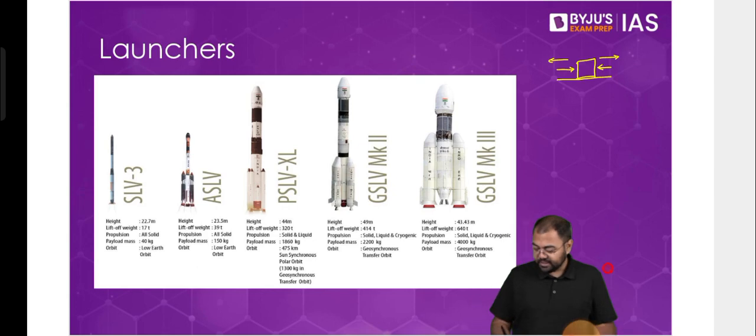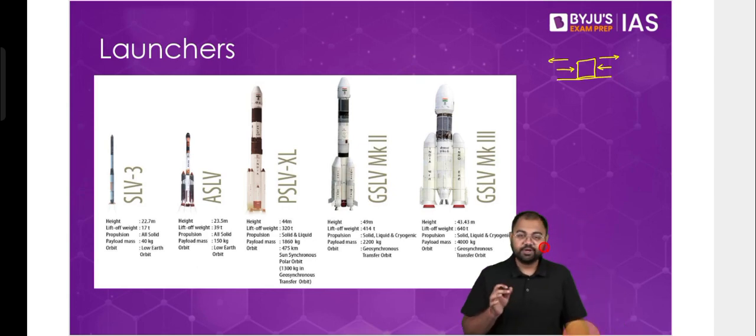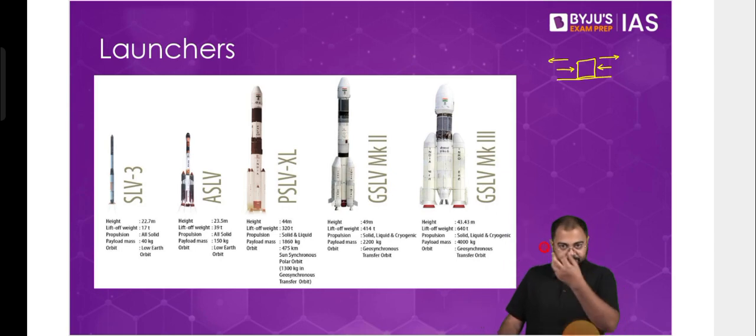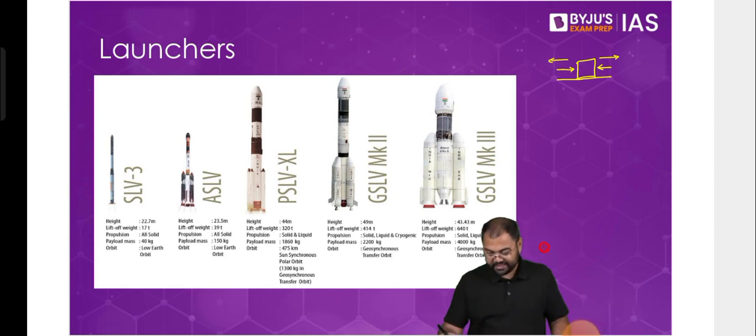What is the significance of L4 and L5? For us, not really a lot of significance, but just remember that these are the most stable points out of all the 5 points, because keeping something at L1, L2 is not that easy. L3 is said to be the most unstable point, and compared to these 3 points, L4 and L5 are very stable points.